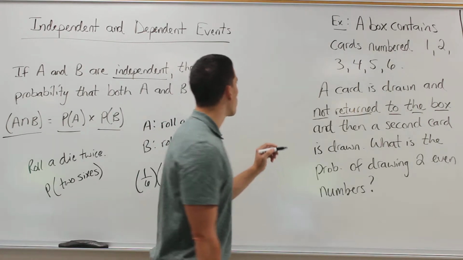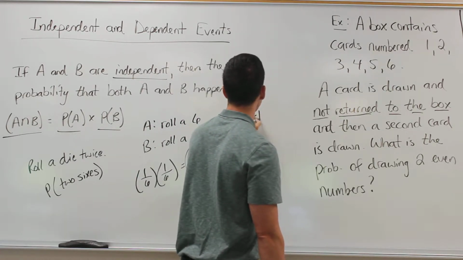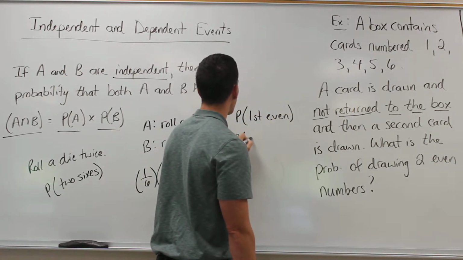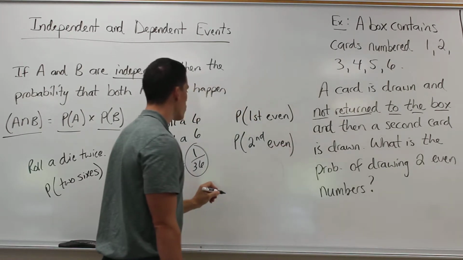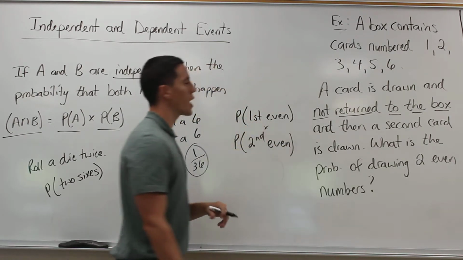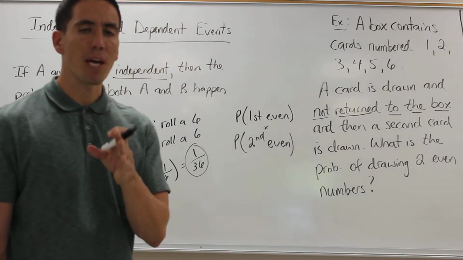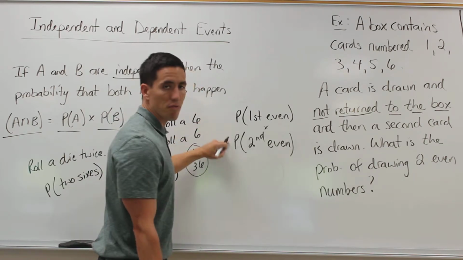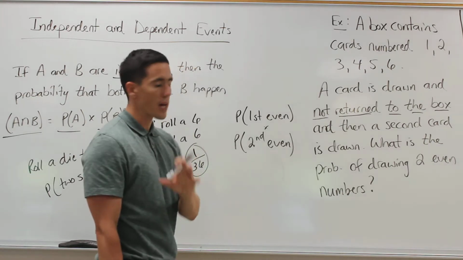Okay, so what we need to do is figure out the probability of the first even, and then we need to figure out the probability of the second even. And when we figure those two out, we're going to multiply those two together to figure out our overall probability. But different from independent events, these two probabilities are going to be different from one another. The first probability is going to affect the second one. Let me explain why that is.